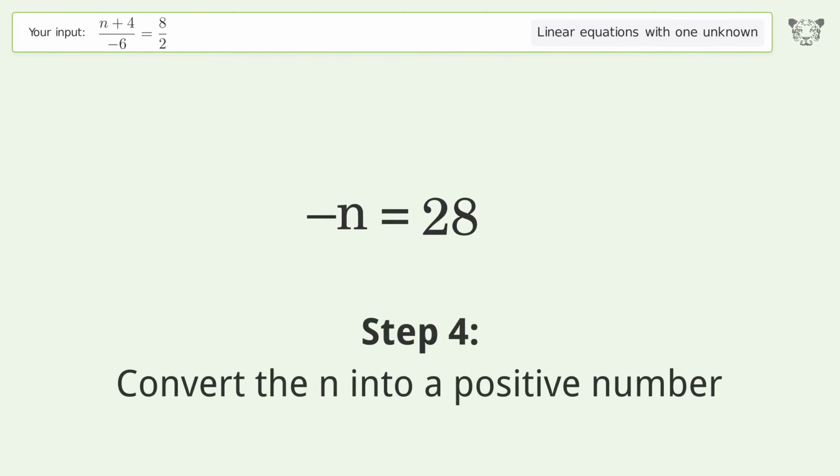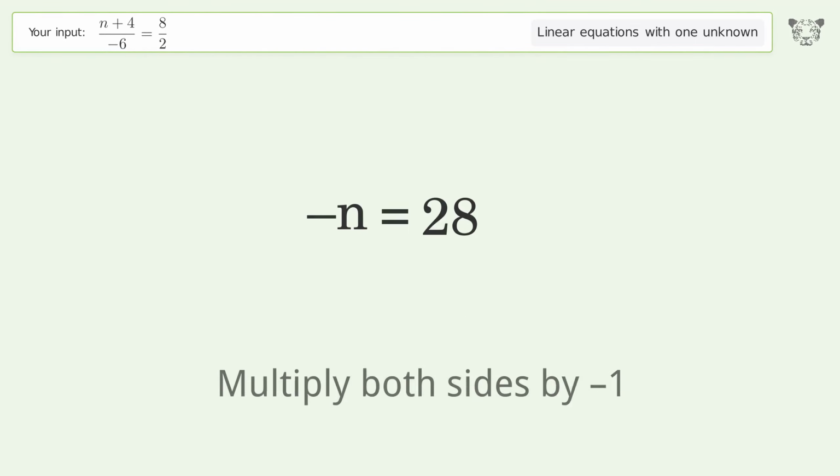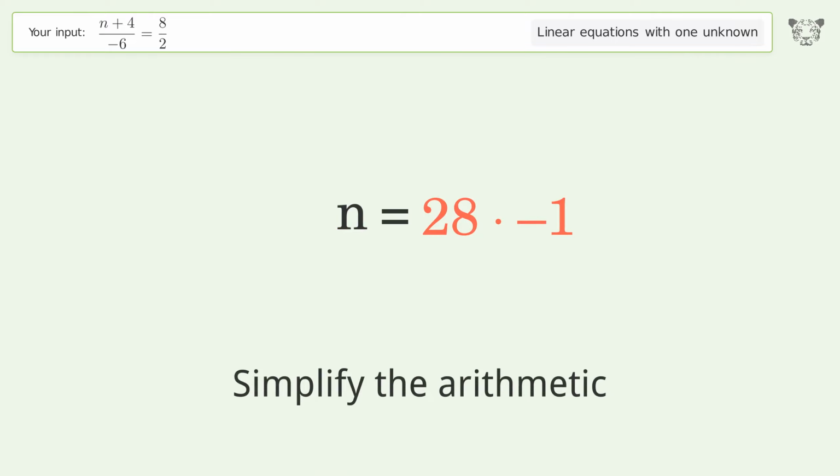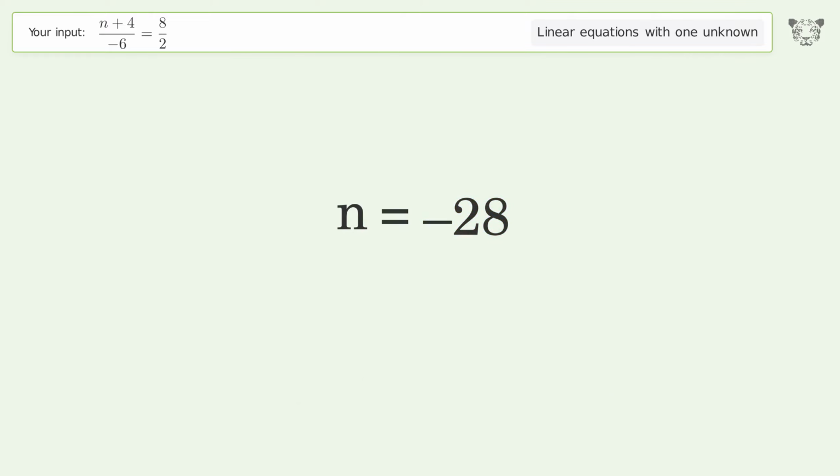Convert the n into a positive number. Multiply both sides by negative 1. Remove the ones. Simplify the arithmetic. And so the final result is n equals negative 28.